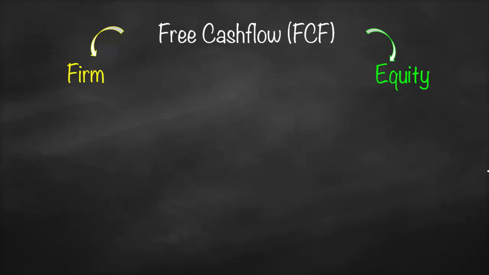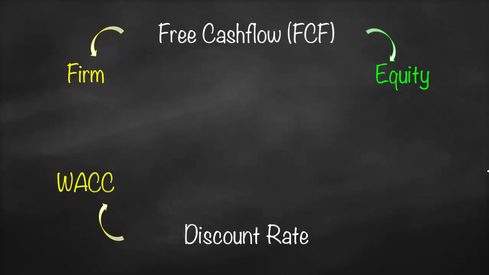Therefore, we need to get a discount rate. Our discount rate for the firm will be the weighted average cost of capital, WACC, because the firm reflects both debt and equity, while for equity, our discount rate will be only the cost of equity, because we need to have a matching. We need to compare apples to apples.